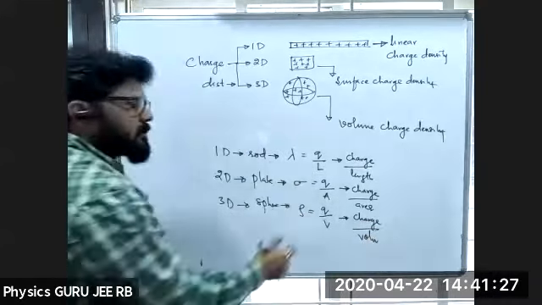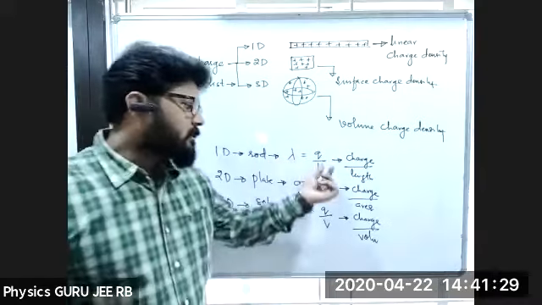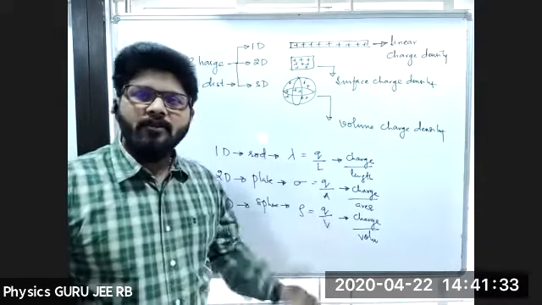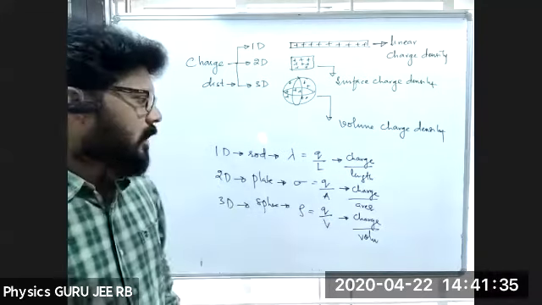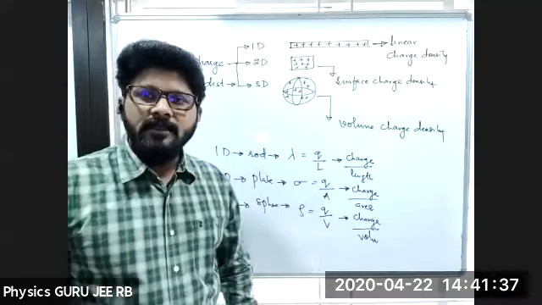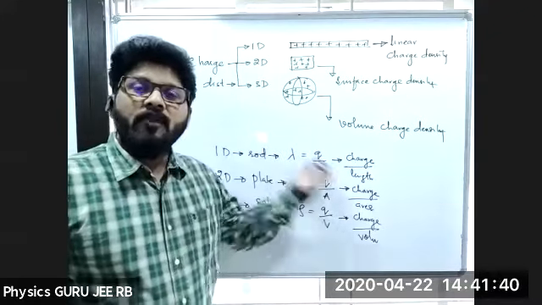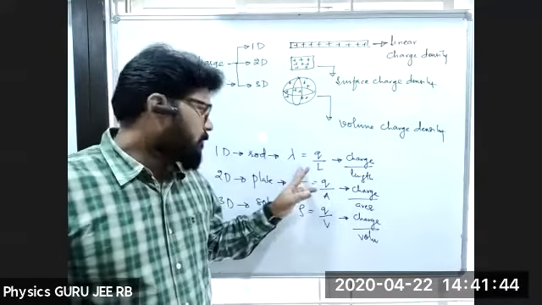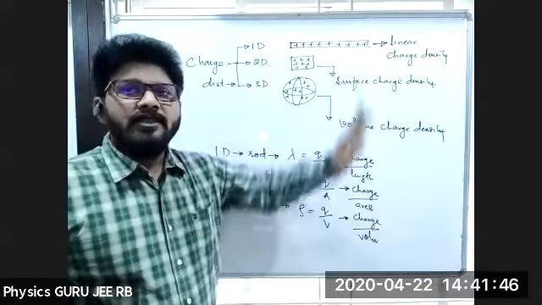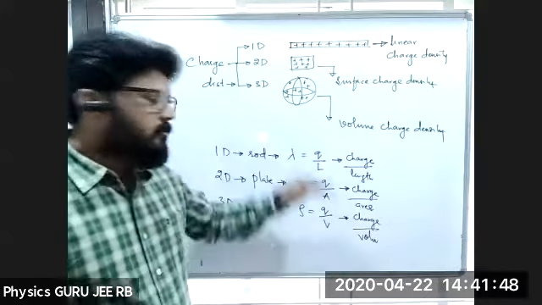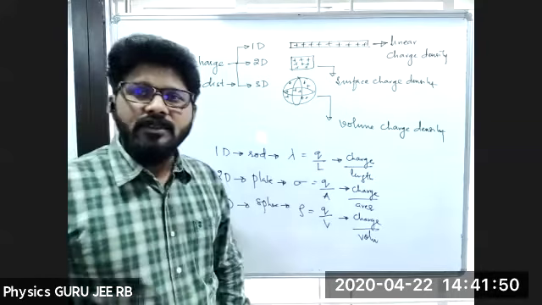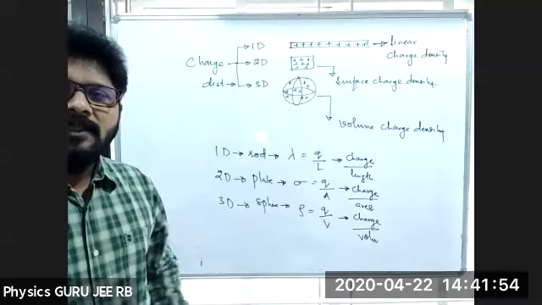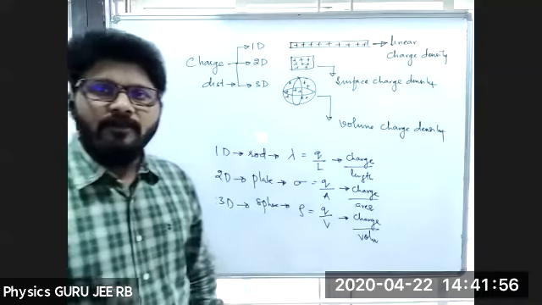These are the symbols that you have to remember. Lambda is equal to Q by L, sigma is equal to Q by A, rho is equal to Q by V. Whenever we take the charge distribution on the bodies, the charge distribution on a one-dimensional body is denoted by lambda, which is called linear charge density. These are the terminologies we'll use in Gauss law applications. First note it down, then we'll start the first application of Gauss law.